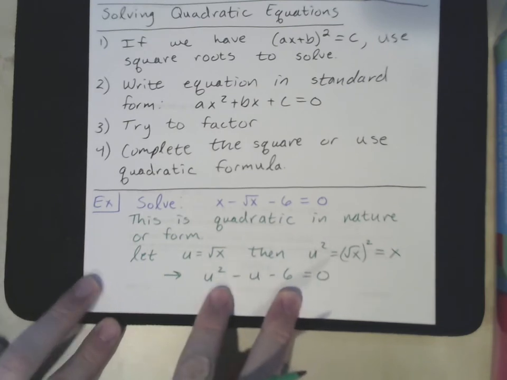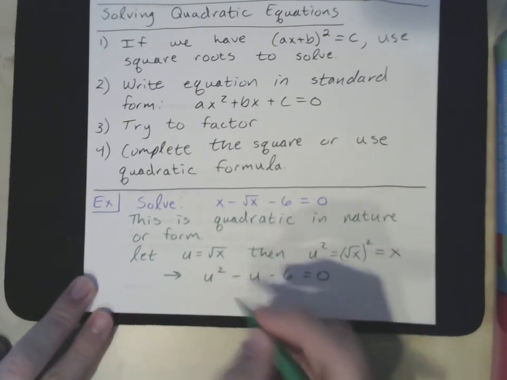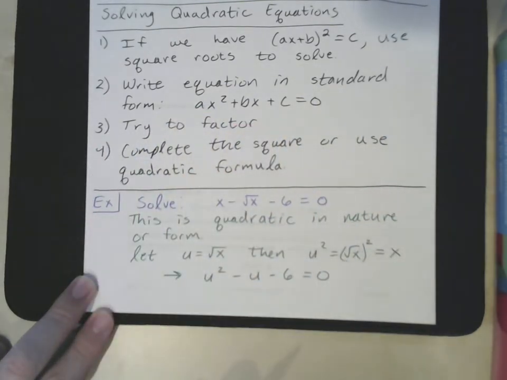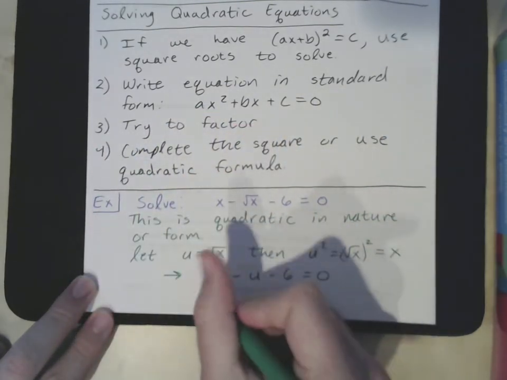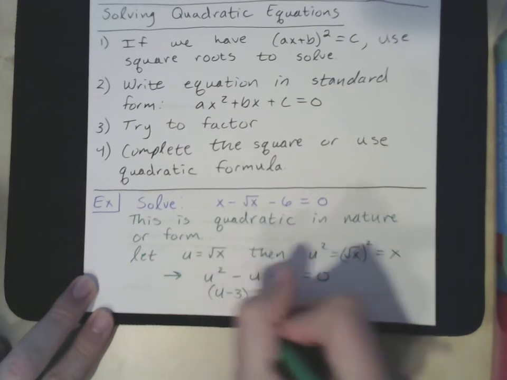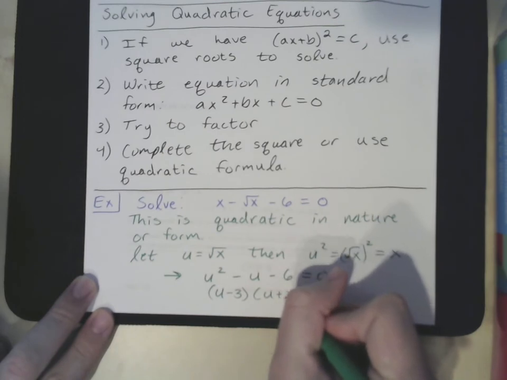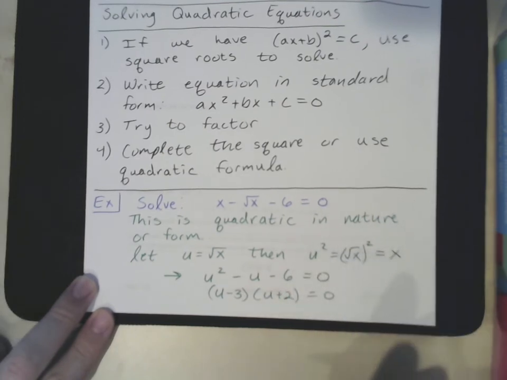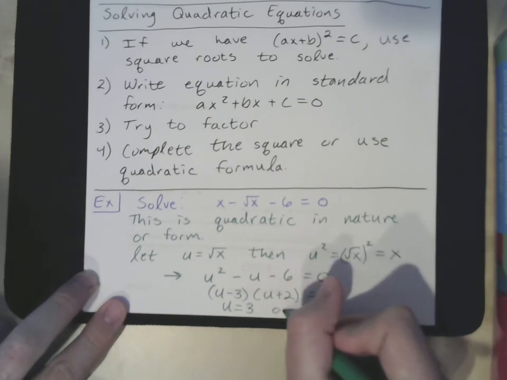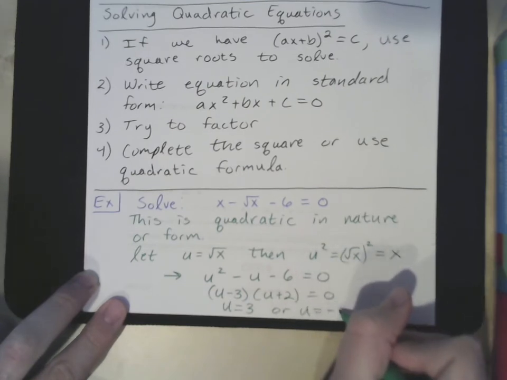So from here we can solve. So now we have it in standard form. We look to factor, or we complete the square and use the quadratic formula. So this one happens to factor to u minus 3 times u plus 2 equals 0. And we know that's going to give us u equals 3 or u equals negative 2.